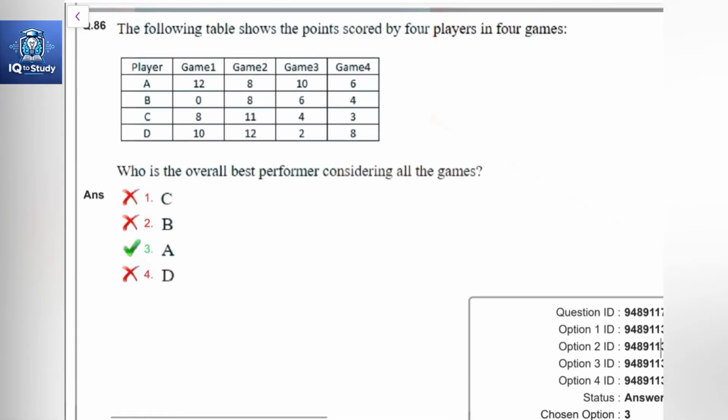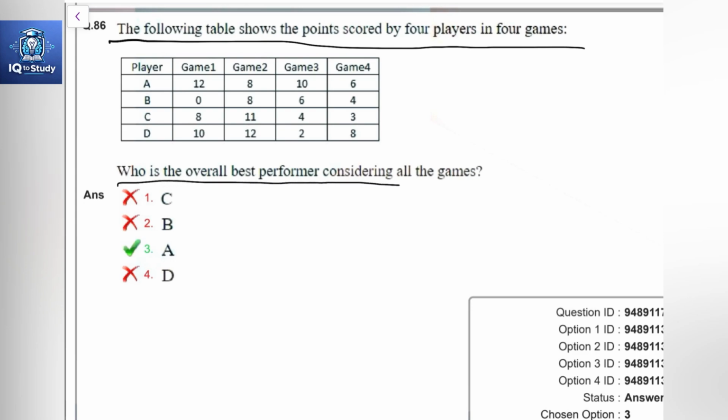The following table shows the points scored by 4 players in 4 games: Game 1, Game 2, Game 3 and Game 4. Who is the overall best performer considering all the games?